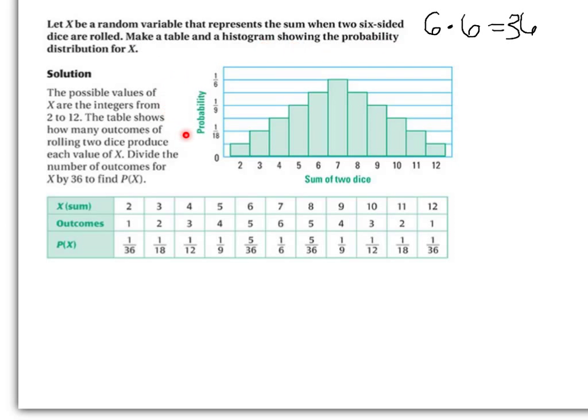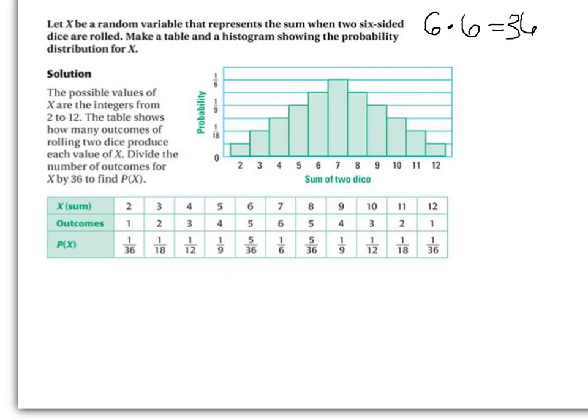So here's the histogram. See how they have the probability on the side and the sum of the two dice on the bottom? Well, if you roll two dice, you can roll a 2, 3, 4, 5, 6, 7, 8, 9, 10, 11, or 12. Then see how they made this table to be able to create the histogram? How many possible ways are there to get a sum of 2? Well, 1 in 36. A sum of 3? There's 2, so 1/18, then 1/12, 1/9. Okay.